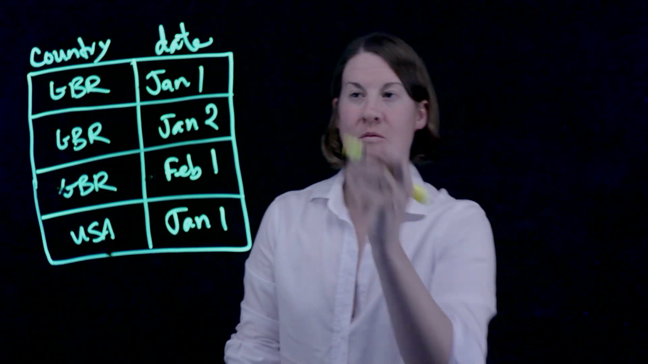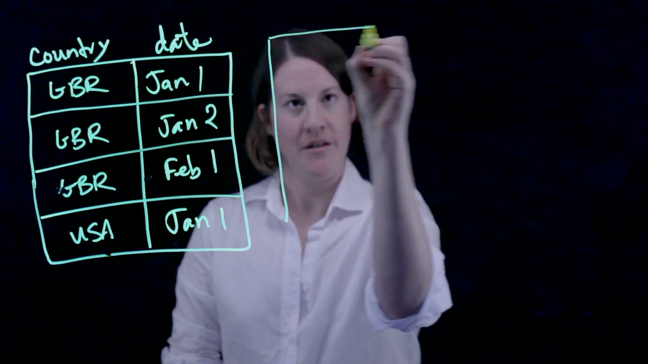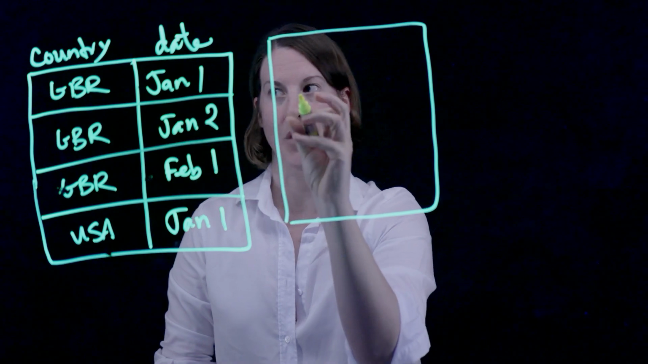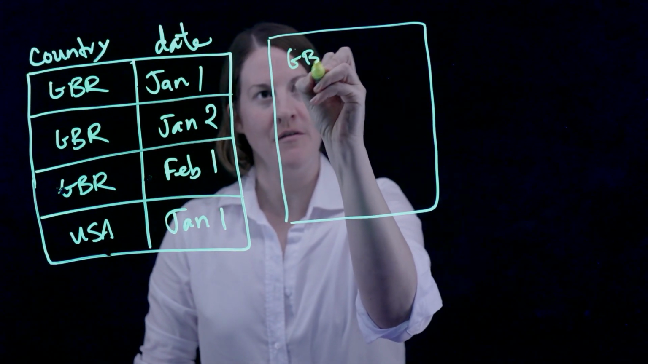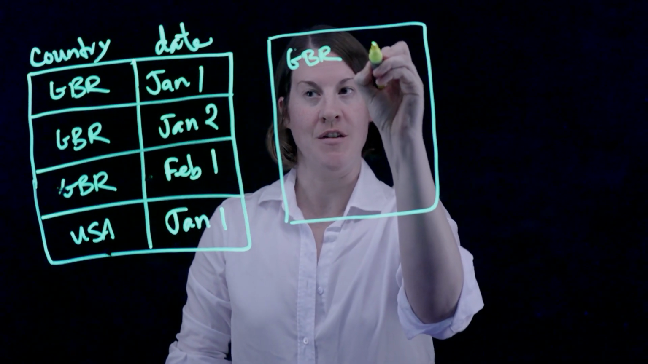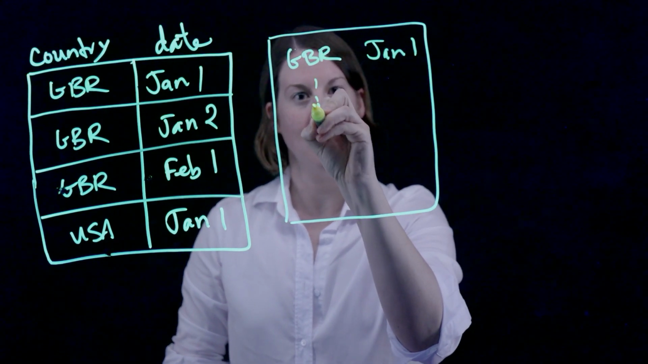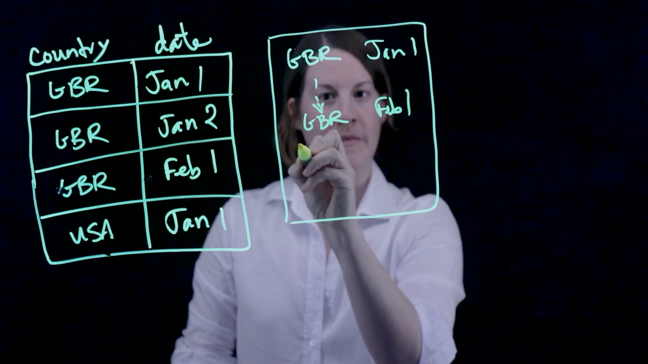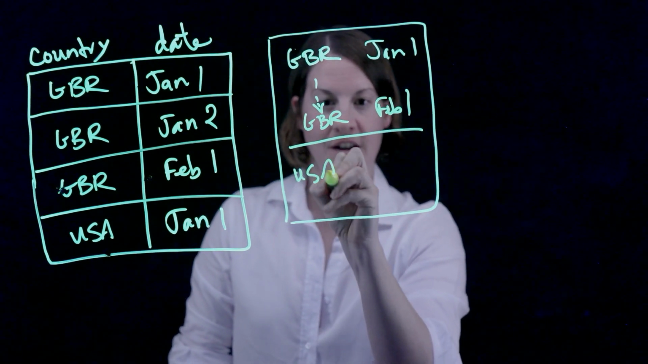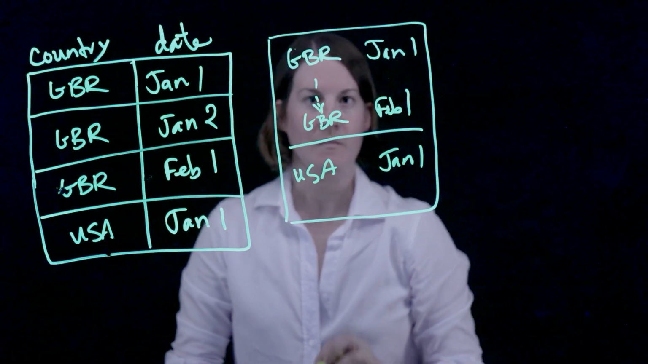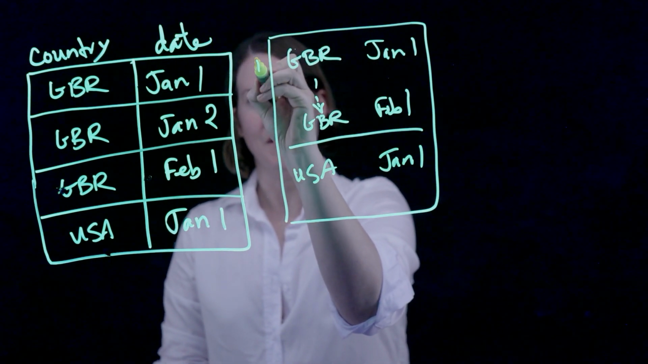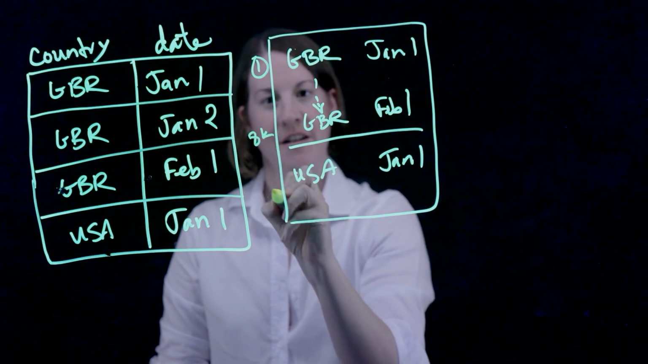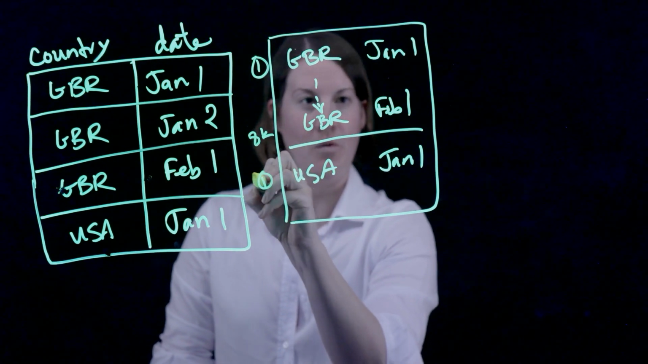So when this gets ingested, we would imagine that this would come into a tablet. And let's just say the first range that we're working with is going to hold Great Britain. And the starting index of that range is going to be Jan 1. And that's going to go all the way through Great Britain, Feb 1. And then our next range is going to be USA, Jan 1. So Firebolt is going to keep track of what these ranges are. So this is range 1, we'll imagine it's 8K, and then this is range 2.